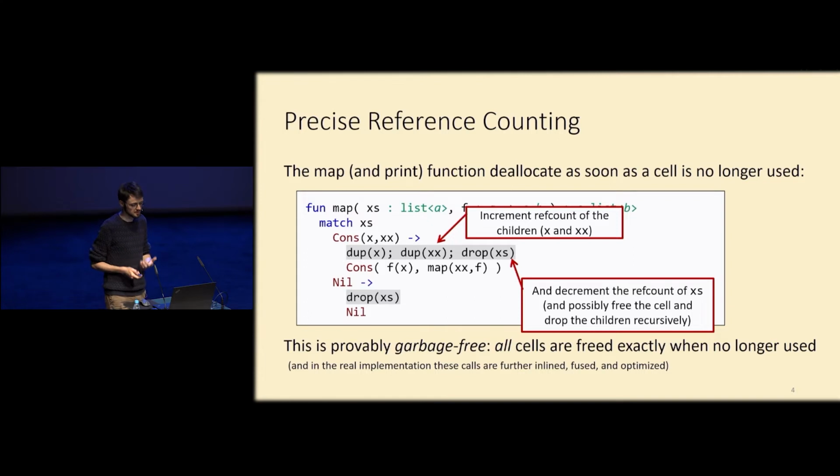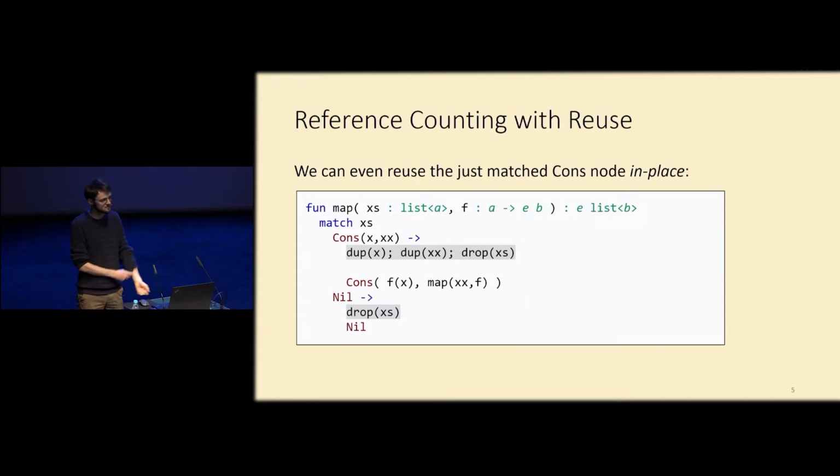However, here I want to talk about one particular optimization, and that is reuse analysis. So as you can see here, let's assume that the list xs is unique and comes in with a reference count of 1. Then the drop instruction would decrease the reference count of xs, it would go down to 0, and it would be freed. But immediately after, we will allocate a new cons cell.